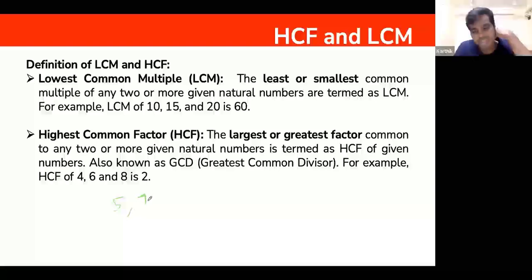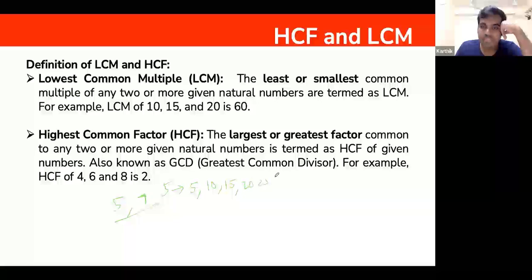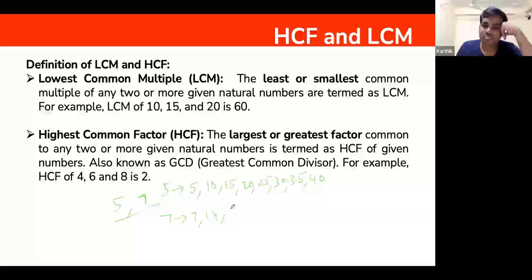35. See, LCM is actually a number that is the common number in both these. Like for example, let me take multiples of 5. 5 into 1 is 5, 5 into 2 is 10, 3 is 15, 20, 25, 30, 35, 40. It goes on like this. These are multiples of 5, right? Multiples of 7: 7, 14, 21, 28, 35, 42, right?